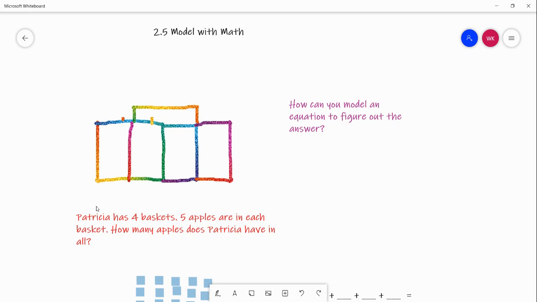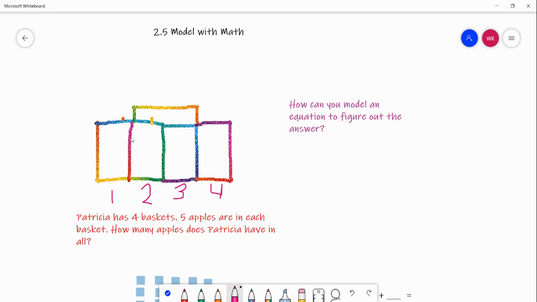Our story problem says, Patricia has 4 baskets. 5 apples are in each basket. How many apples does Patricia have in all? So these are our 4 baskets. We have 1, 2, 3, and 4. Those are our 4 baskets.